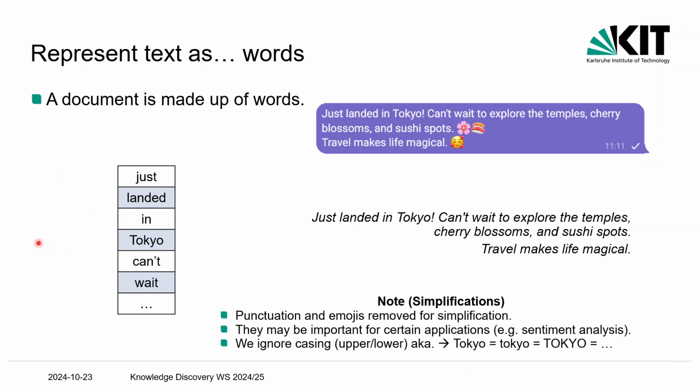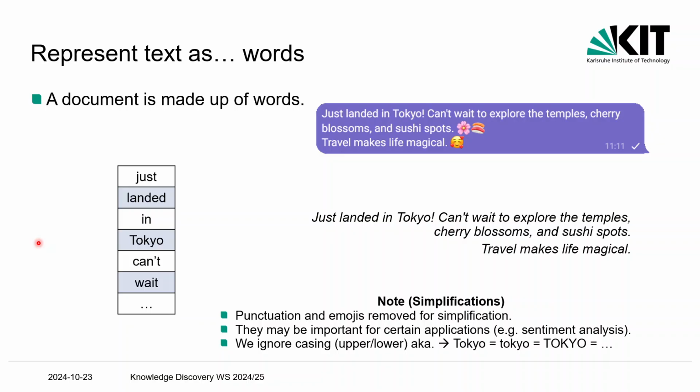So, as we said before, a document is made up of words. Today we'll be taking this example here: just landed in Tokyo, can't wait to explore temples, cherry blossoms, and sushi spots, and travel makes life magical. If we wanted to see what words are in this, we add all of this into a list where we want just the unique words in it. We don't care about what spot these words appear in. We just want to throw them all into a list and have each word appear in it once.